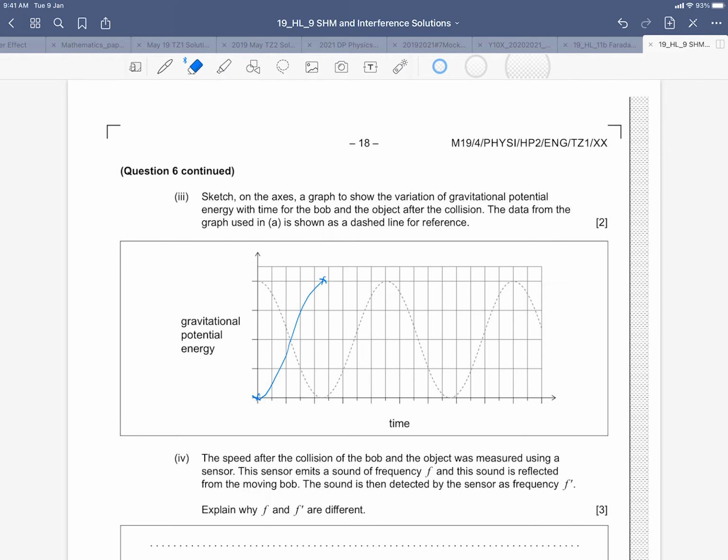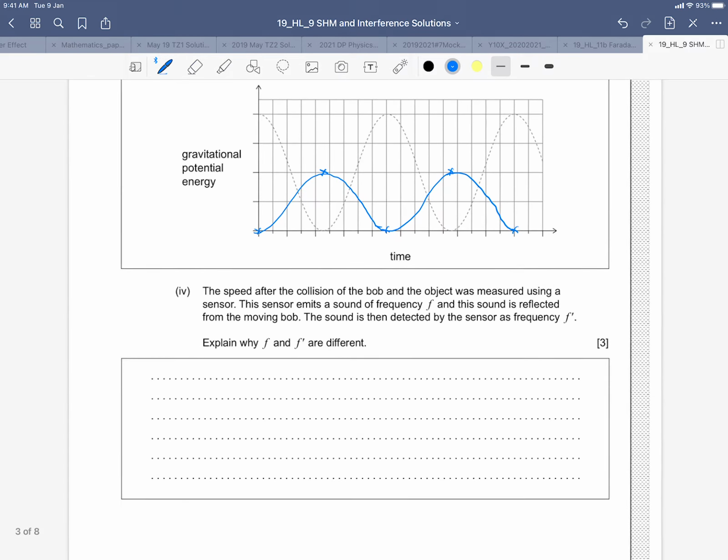But we know that the kinetic energy actually halved after the collision. So now we only have half the amount of kinetic energy that we had before the collision. So we can only reach half the maximum of the gravitational potential energy. So it's going to go like this, and we can graph that like this. That's how the gravitational potential energy of the two bobs is going to be changing over time.